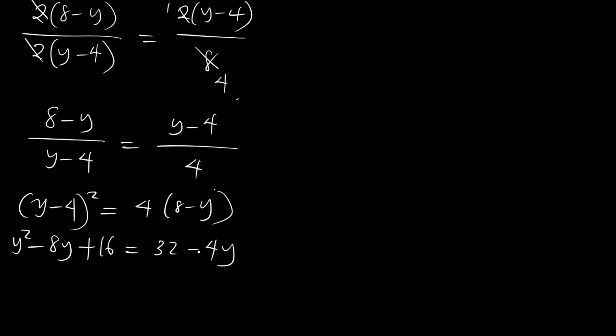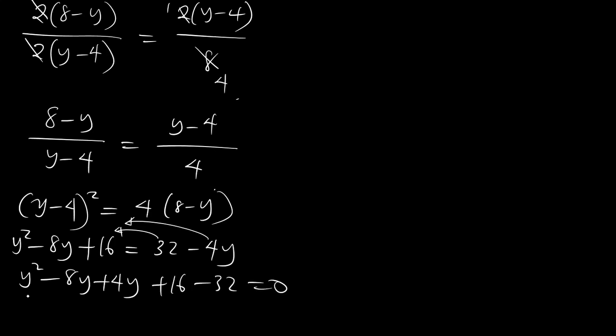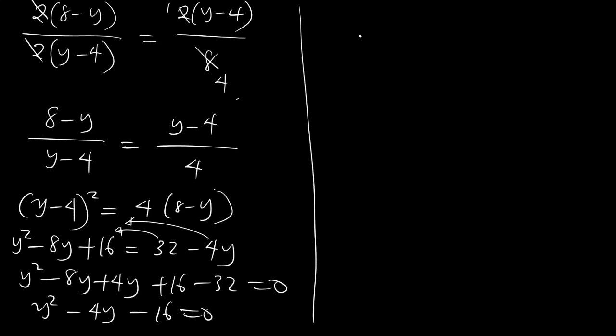So if we move this whole term to this other side, you now have y squared minus 8y plus 4y plus 16 minus 32 equal to 0. So that means you have y squared minus 4y minus 16 equal to 0. So now you have y squared minus 4y minus 16 equal to 0.